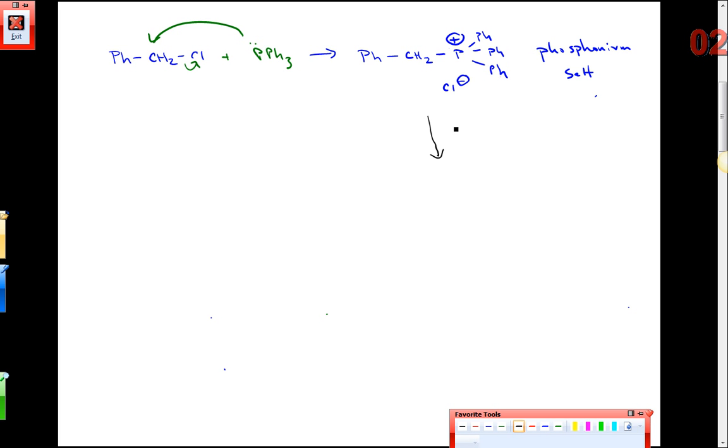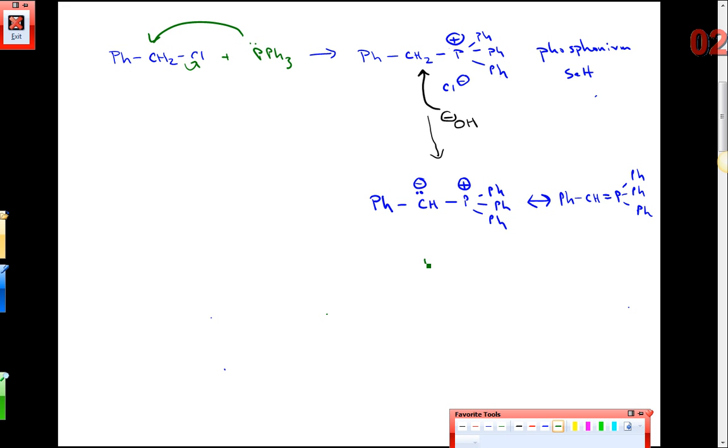Now, in the second step, we're going to react it with hydroxide, sodium hydroxide. That hydroxide is going to pick off one of the hydrogens next door to the positively charged phosphorus. When we do this, we're going to get a species we could draw one of two ways. We could draw it like this, or we could draw the resonance structure for this, which would be to show it like this. CH double bond P with the 3 phenyls attached. Now we can show this either way.